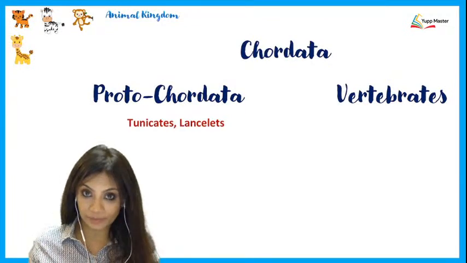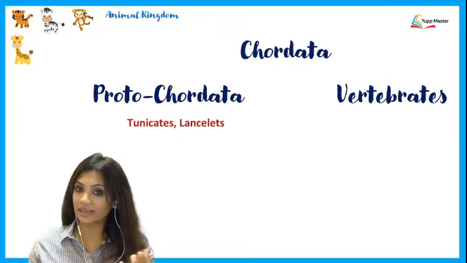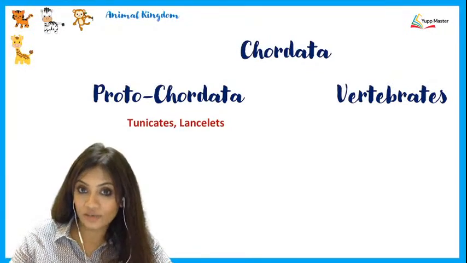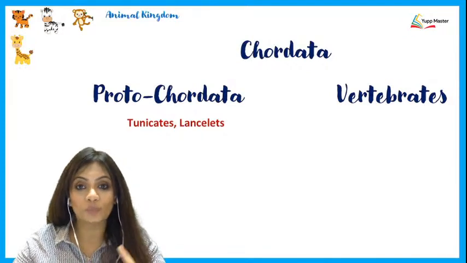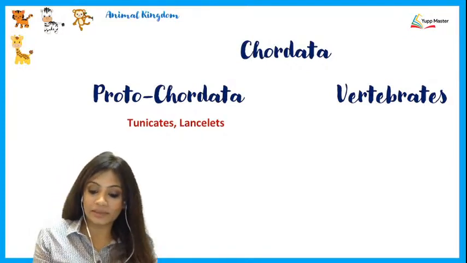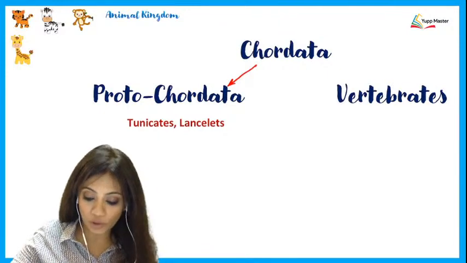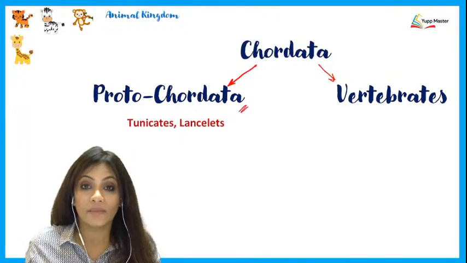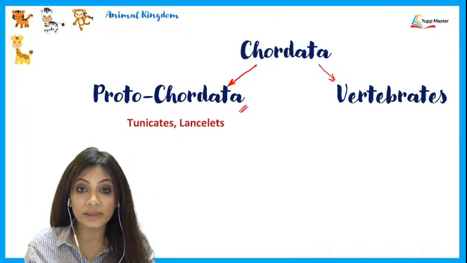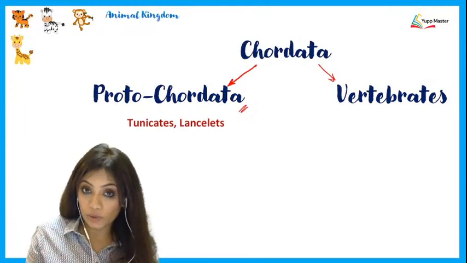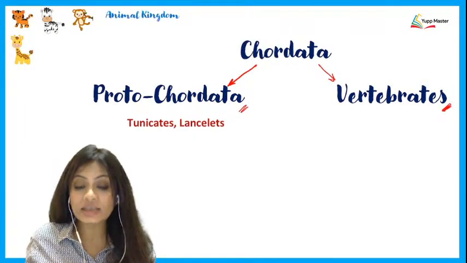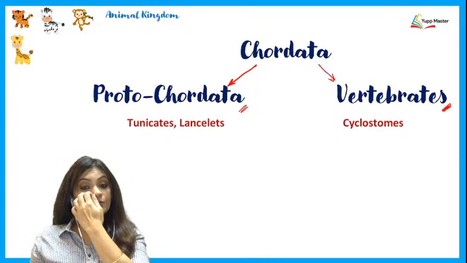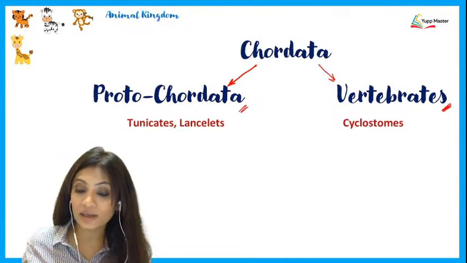Then, vertebrates basically means they have a vertebral column. We all know this. But what is giving rise to this vertebral column? It is the notochord. So chordates can be either protochordates or vertebrates. In protochordates, the notochord is not going to develop into a vertebral column. But in vertebrates, definitely yes, the notochord is going to develop into a vertebral column.